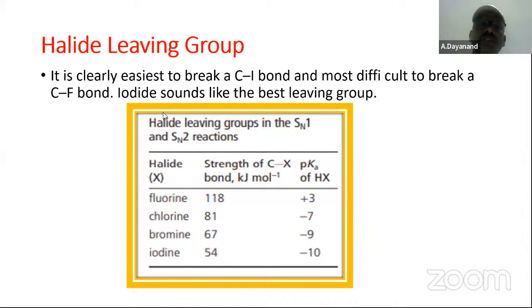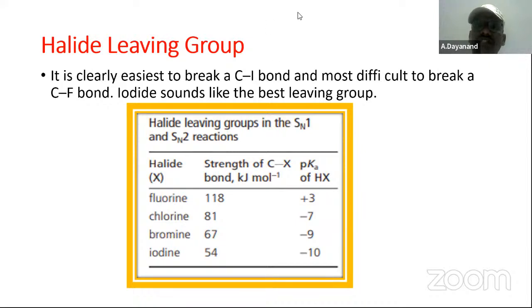The best leaving group: it is clearly easiest to break the C-I bond and most difficult to break the C-F bond. Iodide seems to be the best leaving group, whereas fluorine is not. How are you going to decide them? Depending on the strength of the C-X bond, it is 118 kilojoules per mole for C-F, and for iodine the strength of the C-I bond is 54 kilojoules per mole.